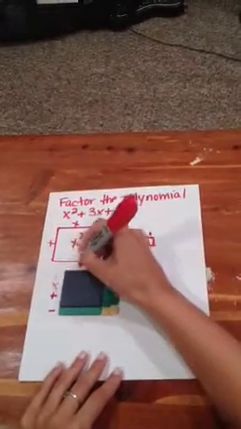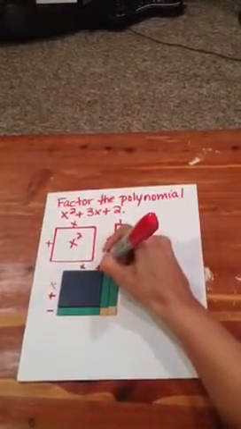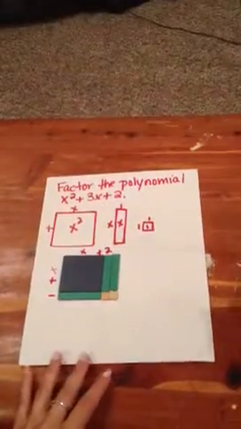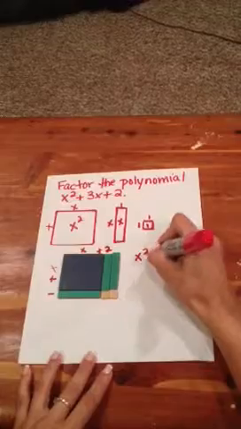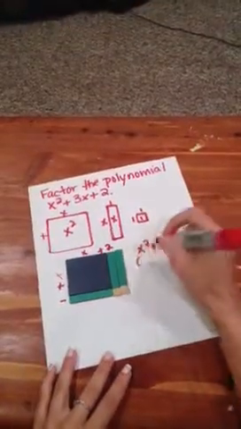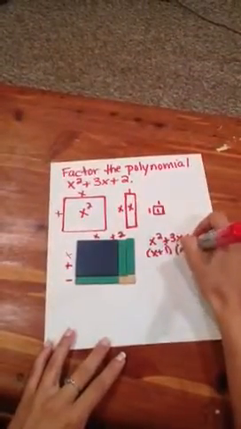Here we have the length x of the big rectangle plus 2 units, 1, 2. So in order to find the factors of the polynomial x squared plus 3x plus 2, the factors would be x plus 1 and x plus 2.